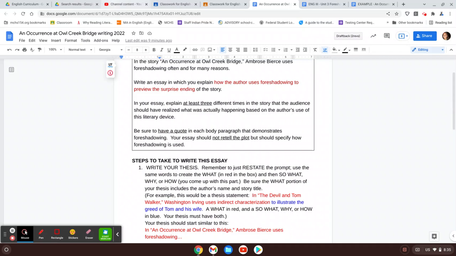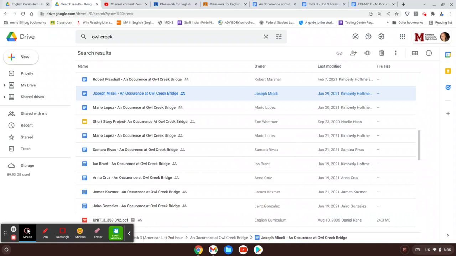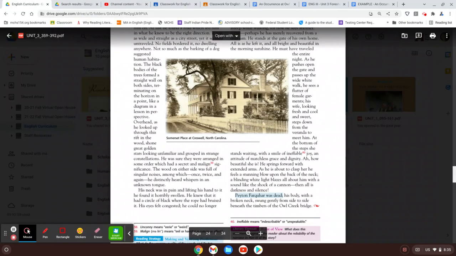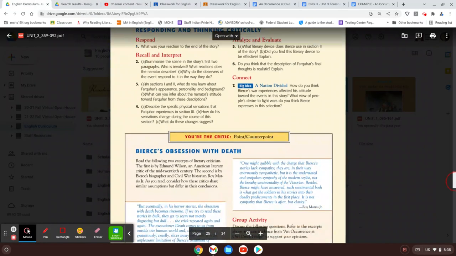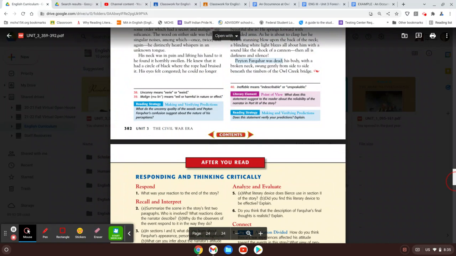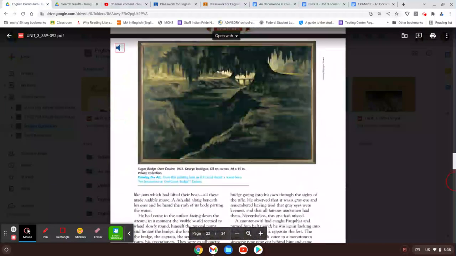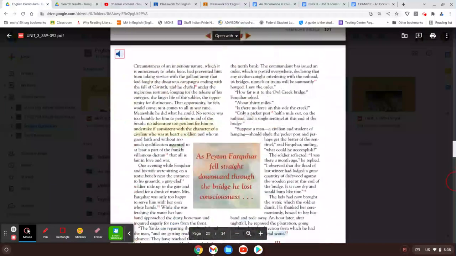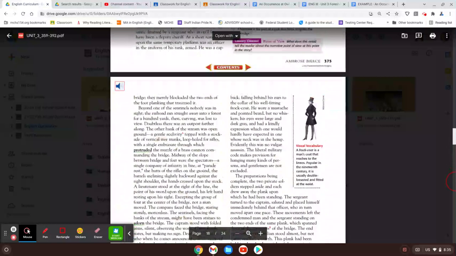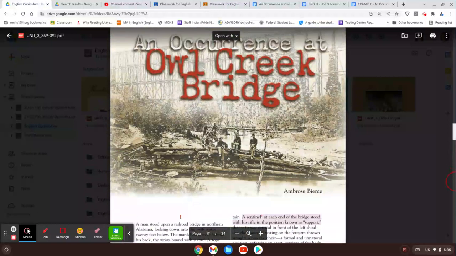The page number should be the book page number, right? So if I go back here, the book page number, the story is in the 300s. So all of your quotes should be based on the textbook. And then you also have to have the author's last name in your citations. So this is by Ambrose Bierce. So it'll be like Bierce 381 for your quote.